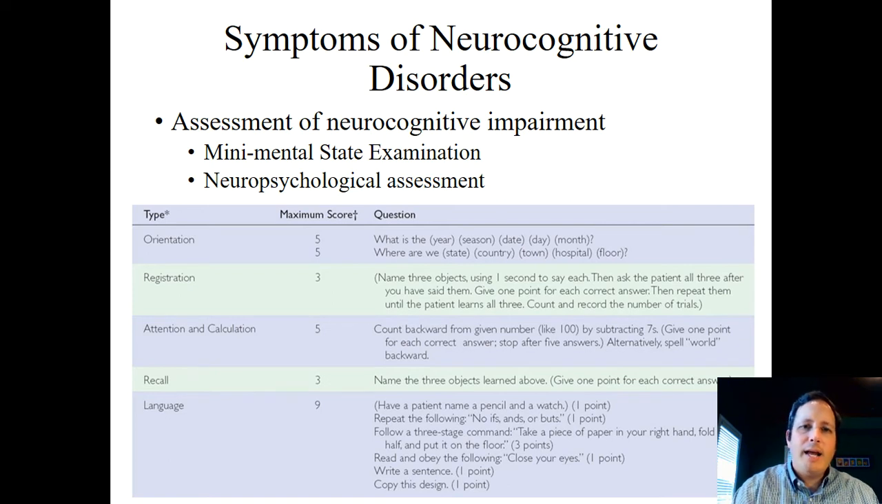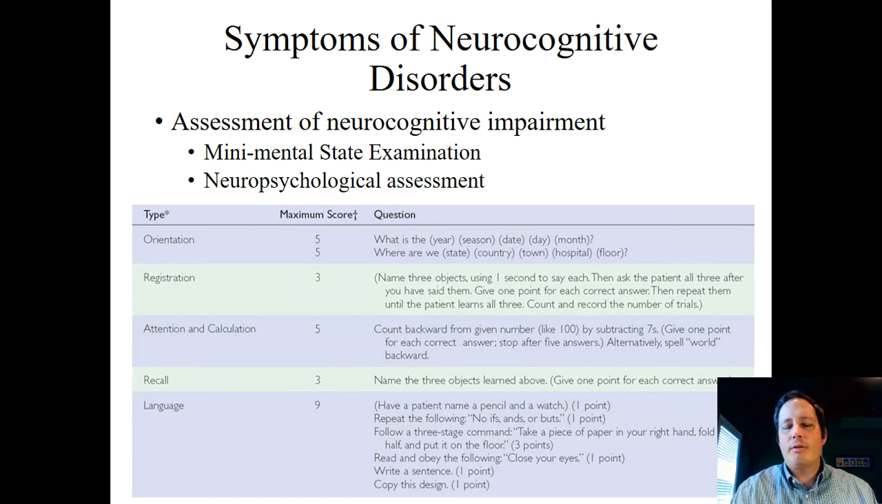And then finally, looking at language, where they name a pencil, a watch, repeat the following, no ifs, ands, or buts, following a 3-stage command, reading and obeying something like close your eyes, writing a sentence, and copying a design. And all of these are meant to really get at the orientation to time and place, anterograde amnesia, which we talked about in the last module, agnosia, aphasia, and apraxia. So all of those areas are covered in this Mini-Mental State Examination and can give us a better idea if somebody is suffering from some of these neurocognitive disorder symptoms.